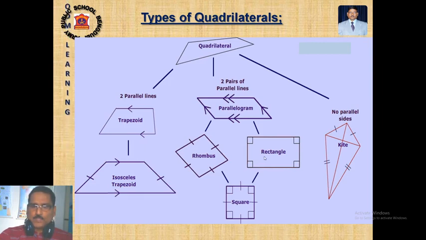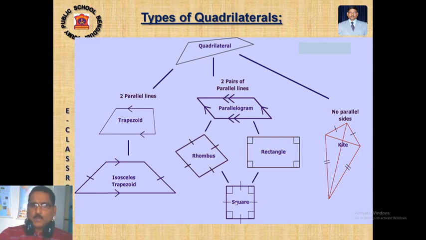So in the case of a rectangle, all properties of a parallelogram are there, and side by side one additional quality, that is 90 degrees. A parallelogram will be a rhombus when its adjacent sides are equal. So in a rhombus, the parallelogram's properties are there, plus the additional property that adjacent sides are equal. That means this and this are equal, this and this are equal.